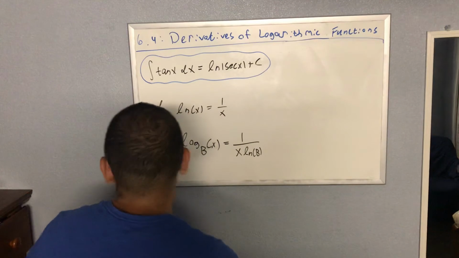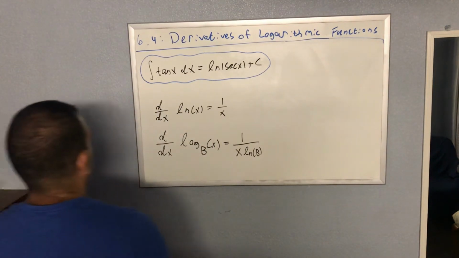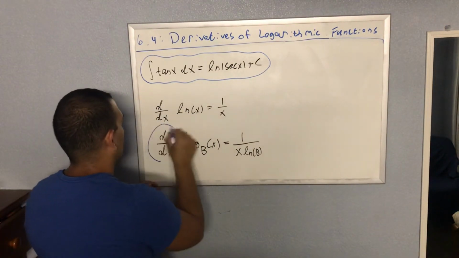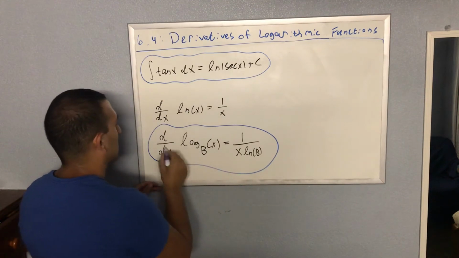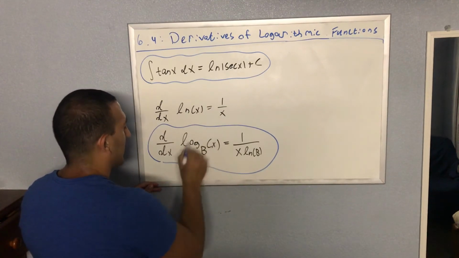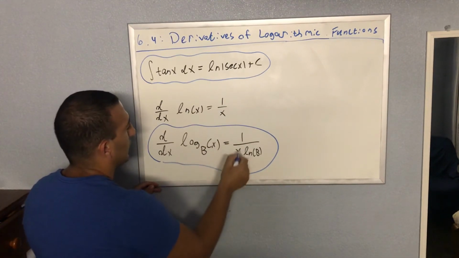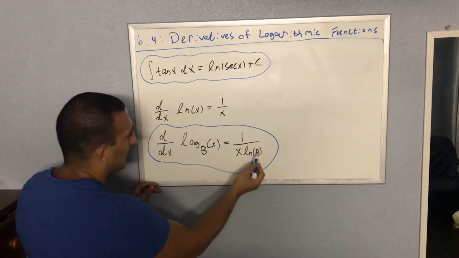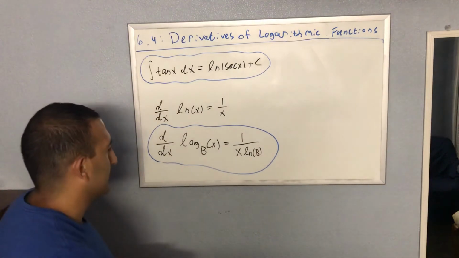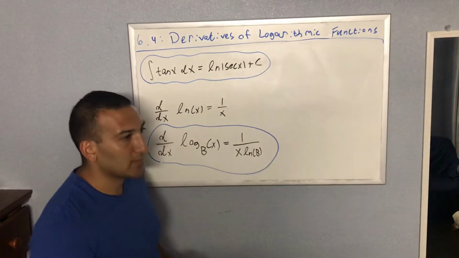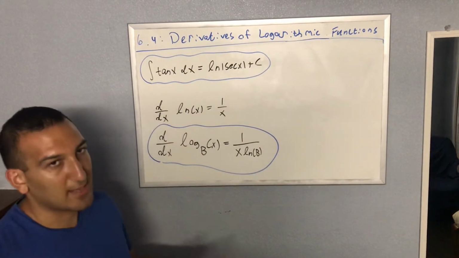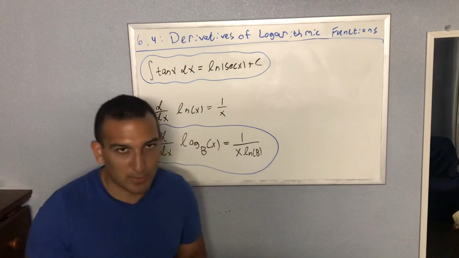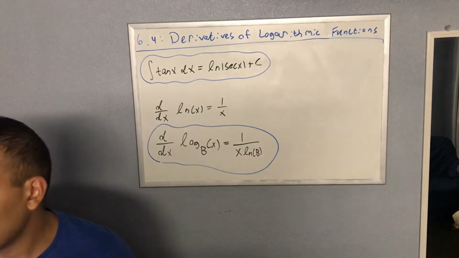So long story short, the derivative of an arbitrary base log is now just 1 over x, so same thing, but you pick up this extra number. This is just going to be some number. So it could be like 4x or 5x or 6.9278x. Just a small change, but it's still the same form.